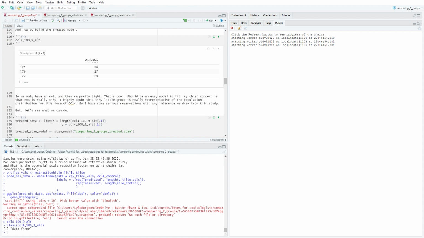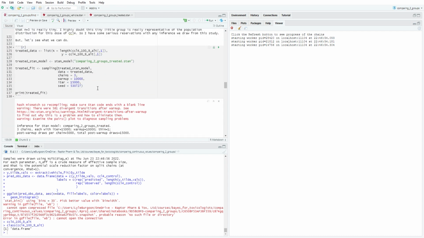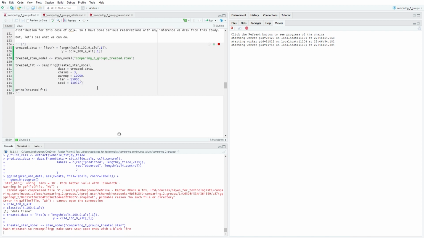So we're going to go back over here. We're going to save. All right, you ready? Let's run this. And again, there's a hash mismatch for some reason, so it's recompiling. So we're going to just wait for that.